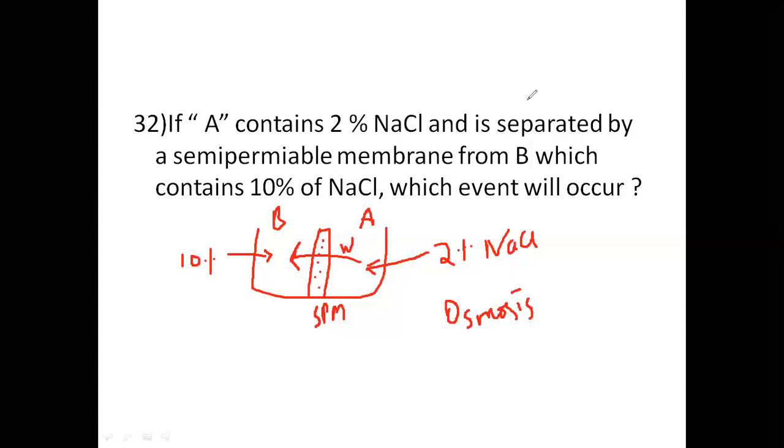Now see here, in the C option, 1 molar urea, 1 molar glucose. Again, they are isotonic, which means the answer is D. All the above are isotonic in nature, meaning they have the same osmotic pressure.